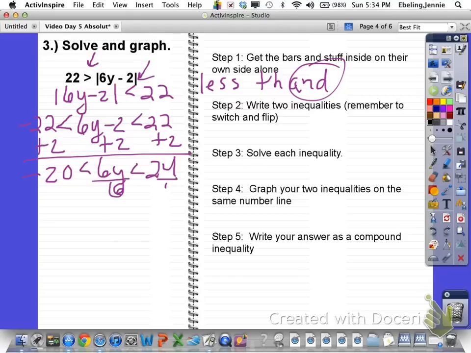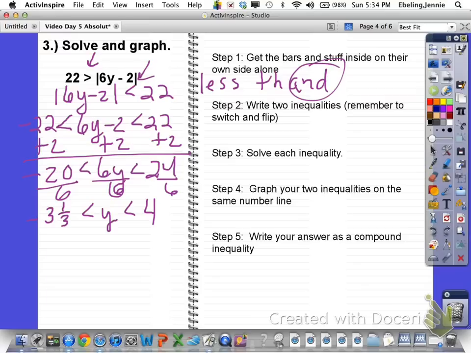And then I'm going to divide all the sides by 6, and that's going to give me the y in the middle. 24 divided by 6 is 4. Negative 20 divided by 6 here would be what? Negative 3 and 1/3.